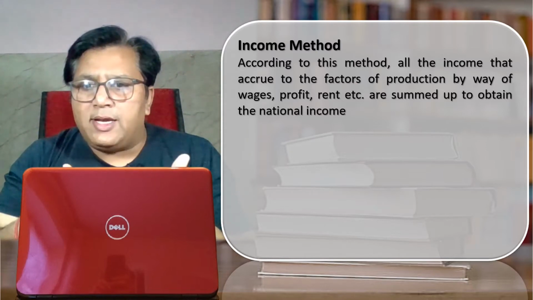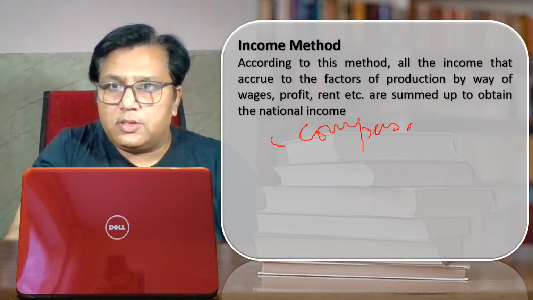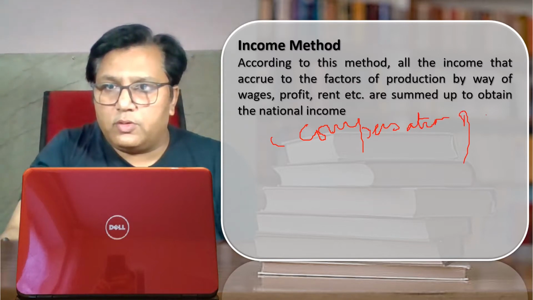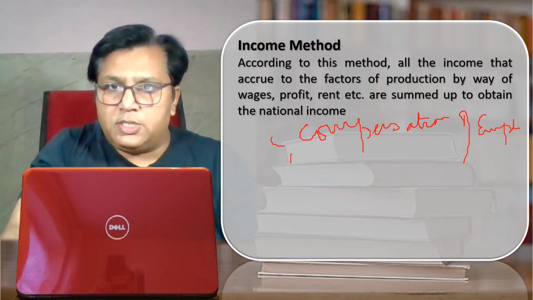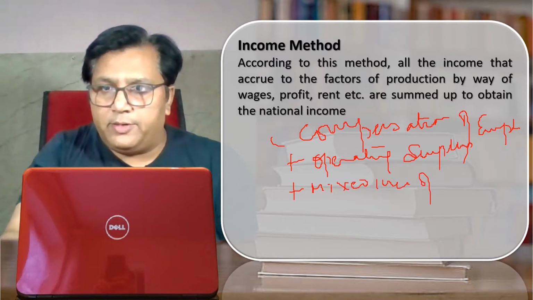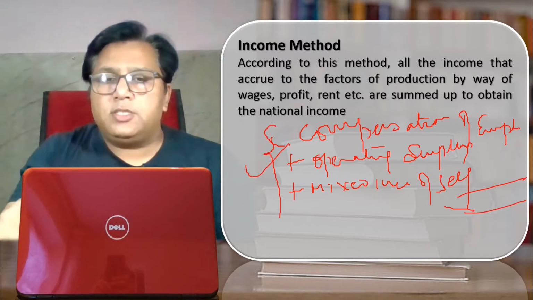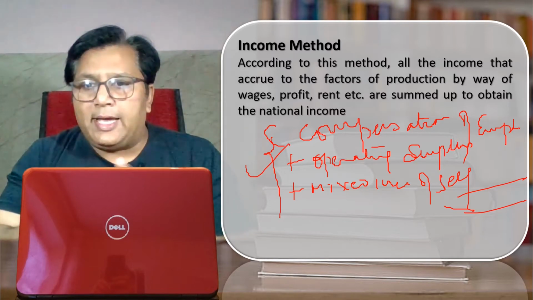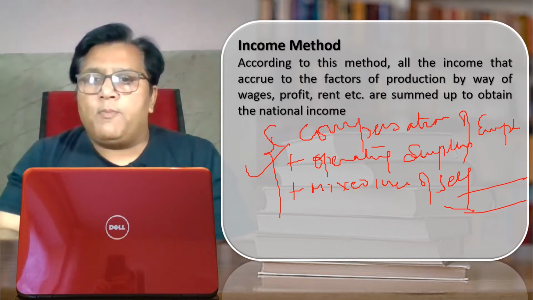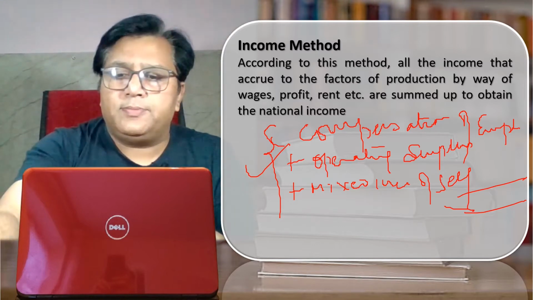When I say summation of factor income, what does it mean? It means I'm talking about the compensation of employees, plus operating surplus, plus mixed income of self-employed. So according to the income method, these are the three components by the summation of which a person can calculate the national income. Let us discuss all the components that we consider at the time of calculating the national income through the income method. One by one we will discuss all these components.